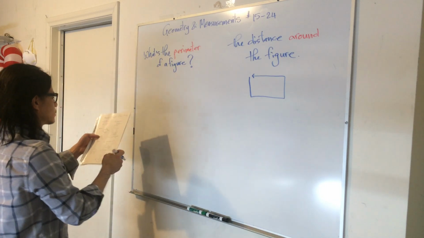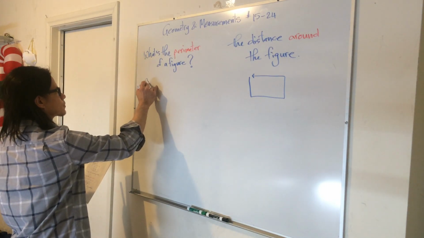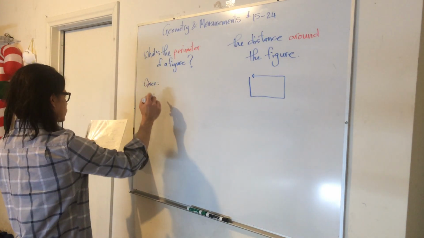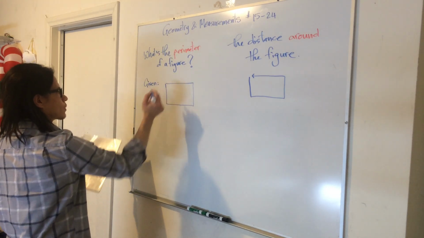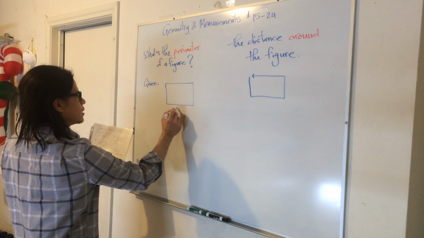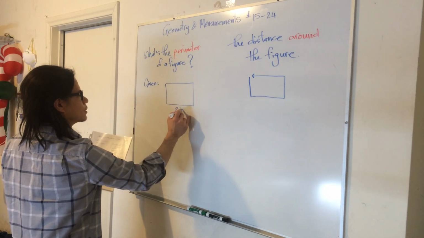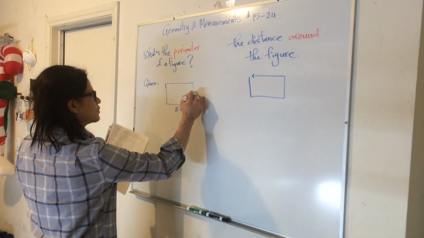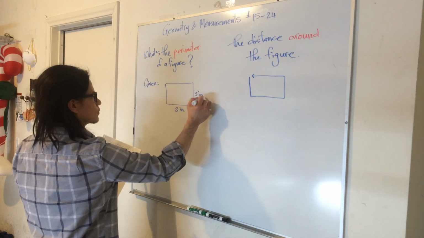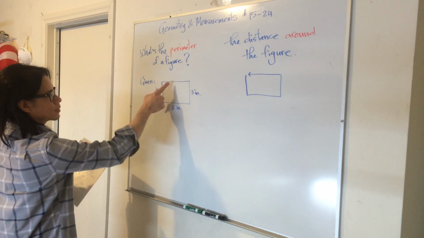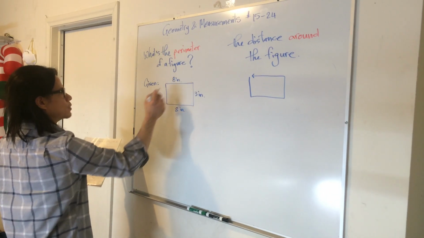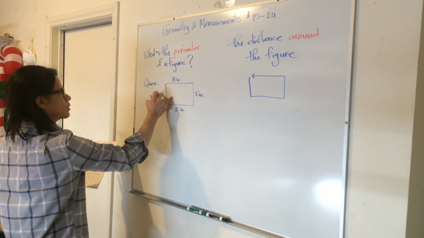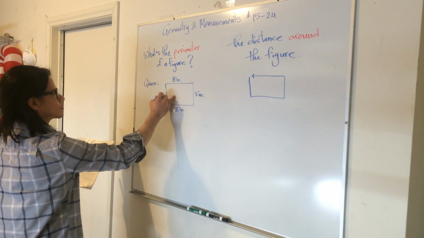Okay, so let's say you're given a rectangle such as this. Let's say the length is 8 inch. The width is 3 inch. So that makes the top 8 inch also. And then the left would be 3 inch, same as the right side.